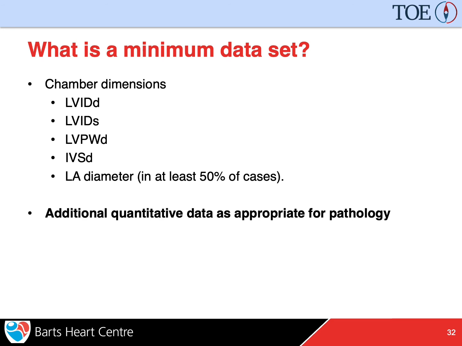There are a number of things that you have to report. You have to measure some chamber dimensions for everyone, particularly the left ventricle. That means measuring in diastole and systole the left ventricular internal dimensions, all thicknesses, and left atrial diameter in at least 50% is the request. Then your additional reporting data depends upon the pathology. You would need to report LVOT VTIs or gradients across the aorta for your aortic case, but maybe not for the non-aortic case, if you can make a statement, as I said previously.